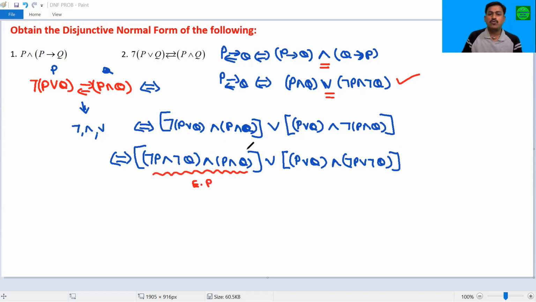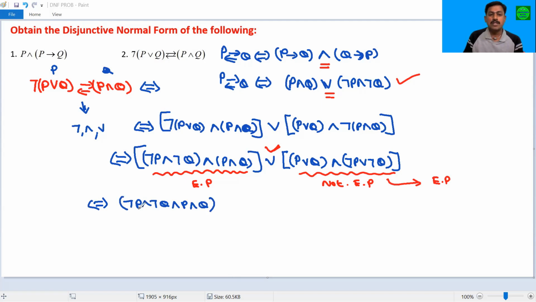In between these two bracket terms, we will have the sum. But if you observe this bracket term, it is not an elementary product. So therefore we have to apply the third step for this bracket term to get the elementary products. The third step is the distributive law, repeated application of the distributive law. So I can write this bracket term as not P and not Q and P and Q. Since all the symbols are the same, I didn't maintain the bracket, I have removed the bracket.